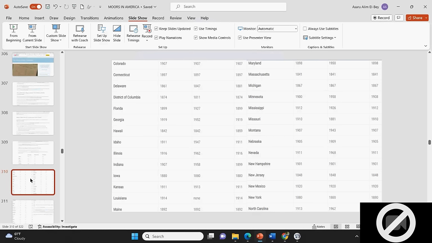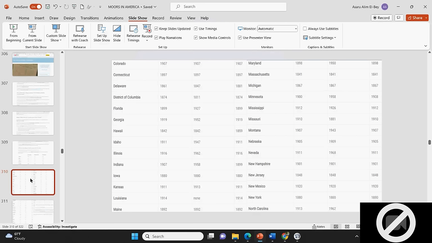Louisiana, 1914. Remember this, they didn't start recording birth certificates in Louisiana until 1914. Maine, 1892. Maryland, 1898. Massachusetts, 1841. Michigan, 1867. Minnesota, 1900. Mississippi, 1912. Missouri, 1910. Montana, 1907. Nebraska, 1905. Nevada, 1911. New Hampshire, 1901. New Jersey, 1848. New Mexico, 1920. New York, 1880.